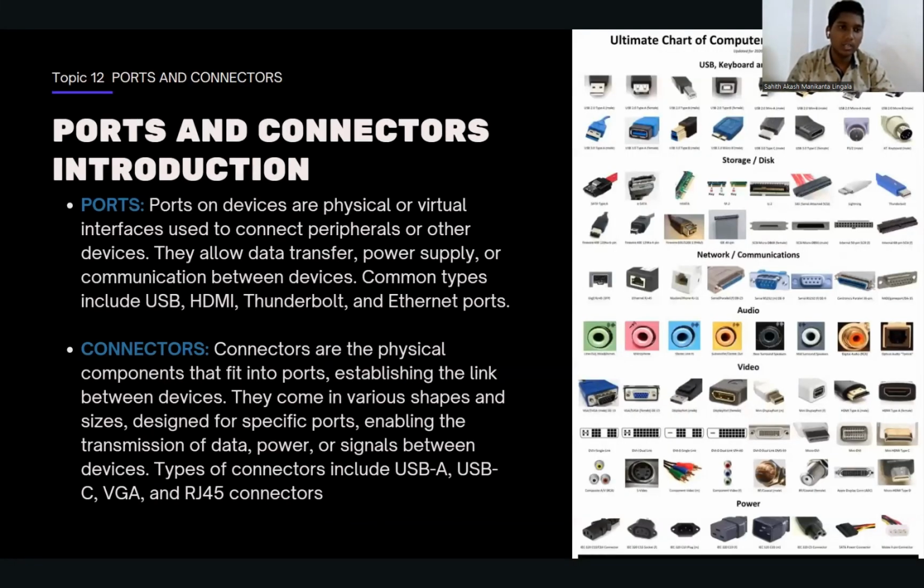Now let's go into ports and connectors. Ports on computers and other devices are physical or virtual interfaces used to connect a peripheral or other devices. They allow data transfer, power supply, or communication between devices. Common types include USB, HDMI, Thunderbolt, and Ethernet ports. Connectors are the physical components that fit into ports, establishing the link between devices. They come in various shapes and sizes, designed for specific ports.